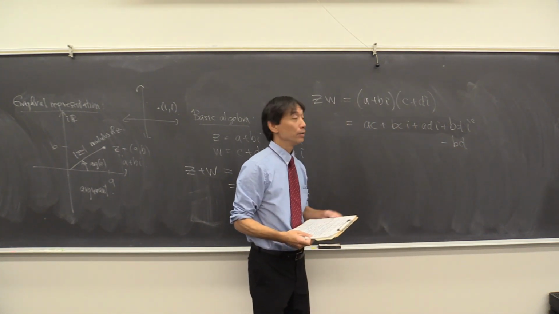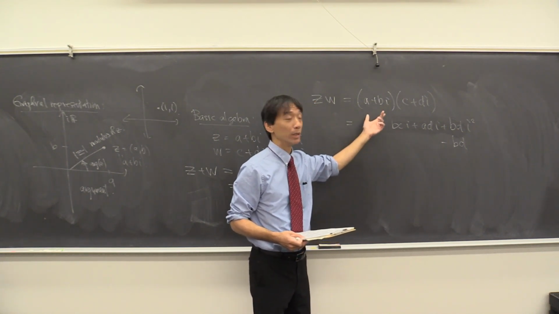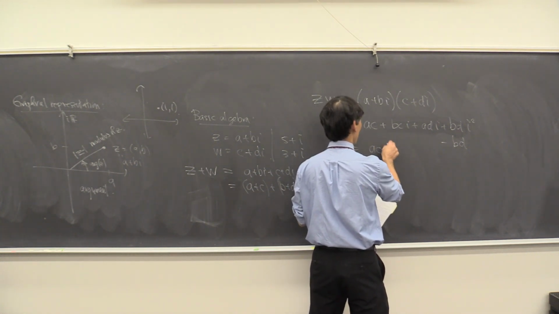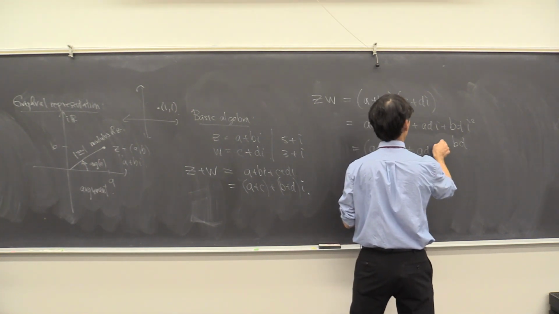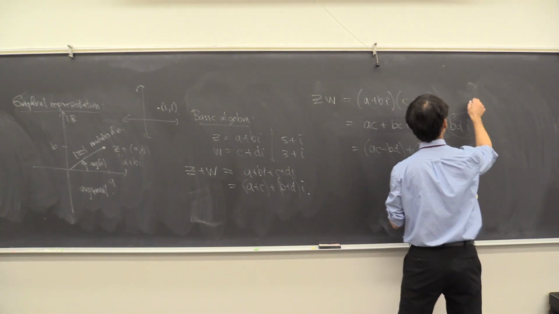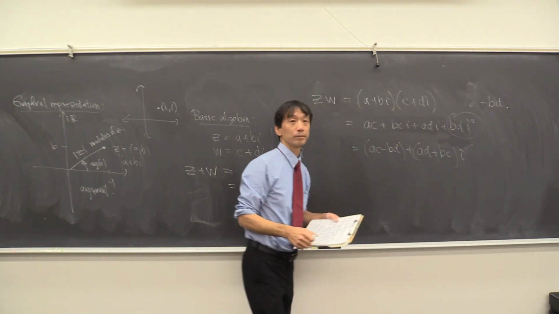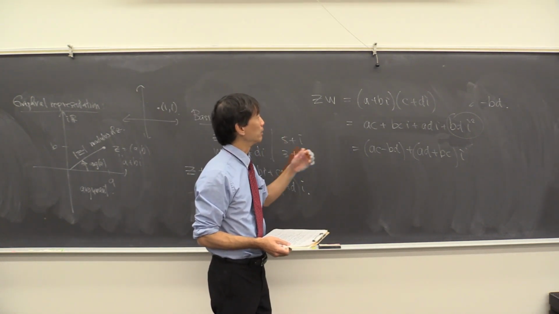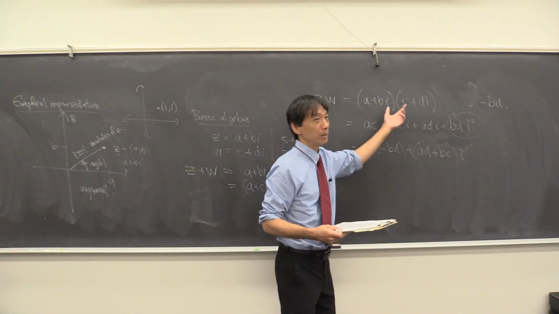Exactly. So you use the distributive property, just as if these were real numbers, and you multiply it out, and you see that the real part is going to be AC minus BD, and then the imaginary part is going to be AD plus BC. So that's how multiplication works out.